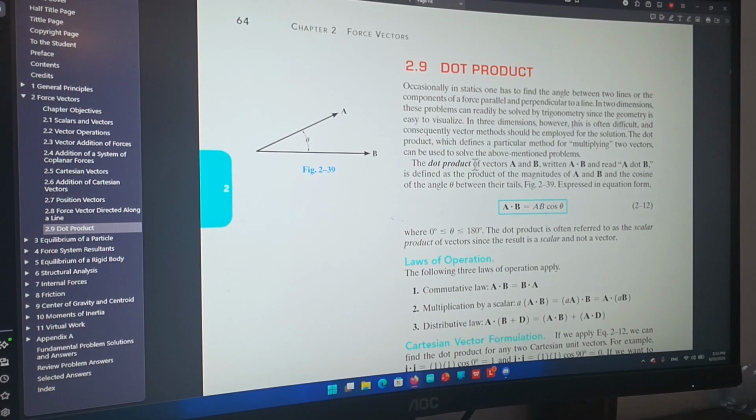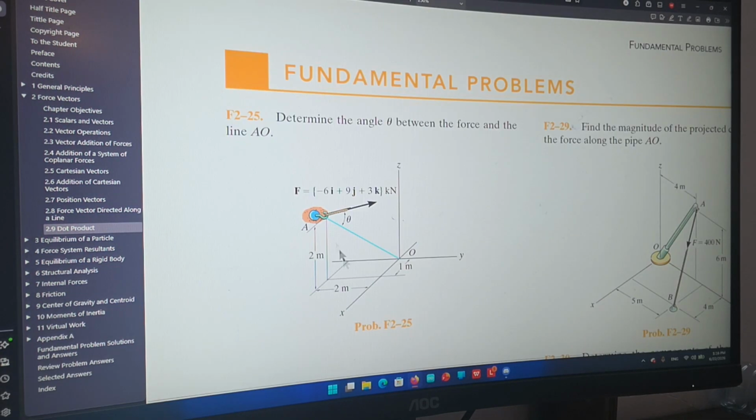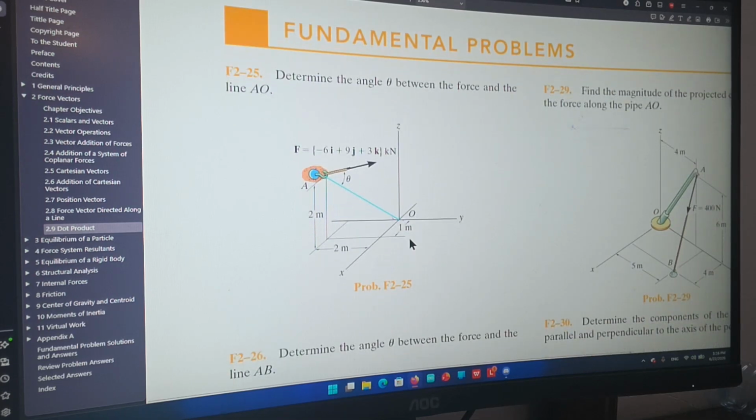Okay, so for dot product, it is between two vectors that have an angle between them. Those two vectors, you multiply their Cartesian form, and it will be equal to their magnitudes multiplied by the cosine of the angle between them. Okay, so there's this question here I'll solve. You have the Cartesian form of the force that is going along this line, and now you need to find the vector for this one. And then when you find the vector, you can use it to find the angle.